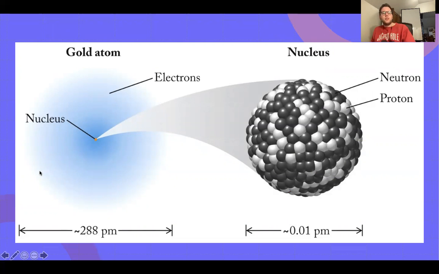Here on the left, you have a gold atom, 288 picometers, minuscule, so tiny. But you see most of it is electron cloud and electron orbitals. And then very small in the middle is the nucleus, which is protons and neutrons, but it's most of the mass. So interesting, that's where we came, that whole path.